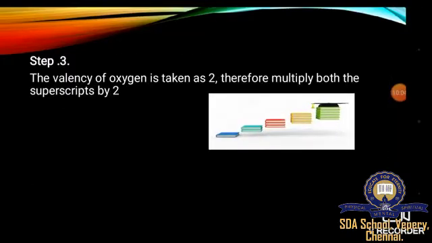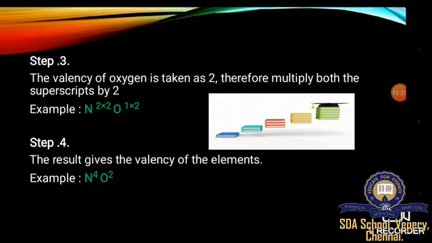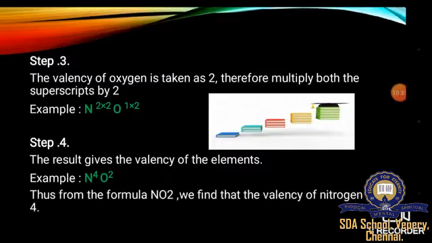Then step 3. We already know that the valency of oxygen is 2. To make the valency of oxygen 2, we have only 1, so I am multiplying it by 2. I am multiplying both by 2. As a result, for nitrogen we get 4 and for oxygen we get 2. From this result we can say that the valency of nitrogen is 4.